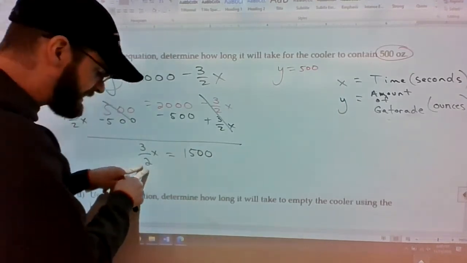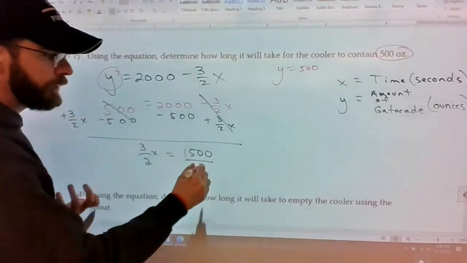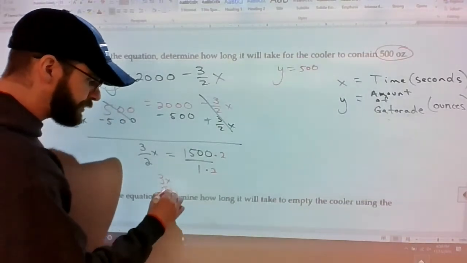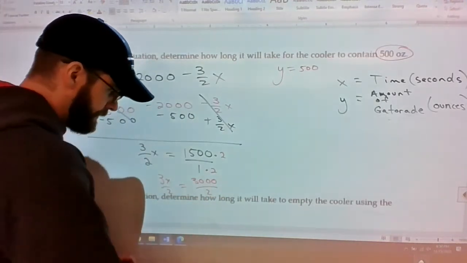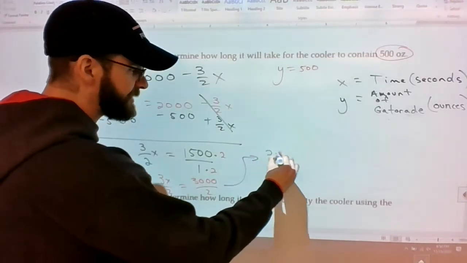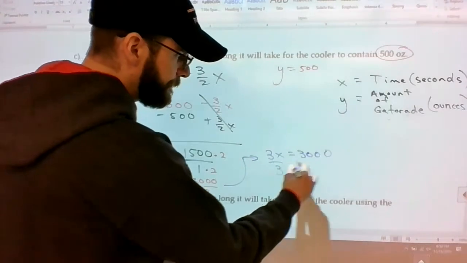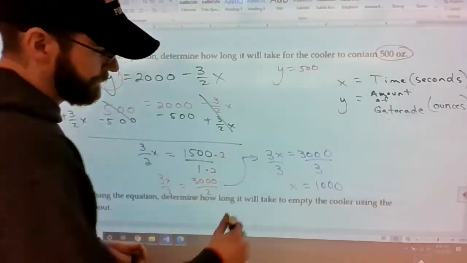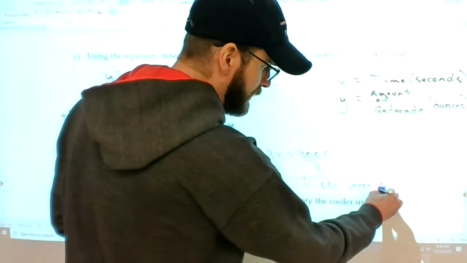And again, if you want to not deal with the fractions, you can put the 1,500 over 1, create a common denominator, just double 1,500, that gives you 3,000. So 3x over 2 equals 3,000 over 2. You can ditch the 2's now and solve the equation 3x equals 3,000. Okay, divide by 3. It's going to take you 1,000 seconds to get to 500 ounces of Gatorade. So make sure that we're putting on the label just so that we're absolutely clear about what's happening here.